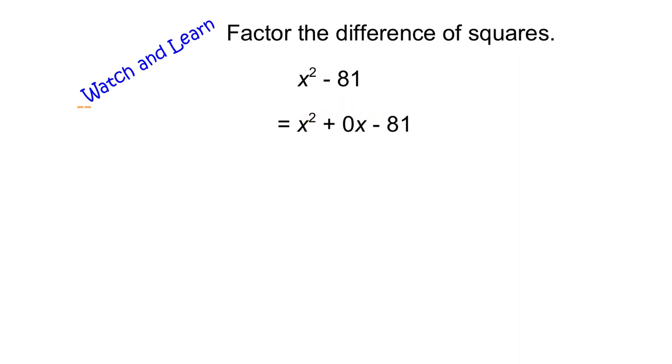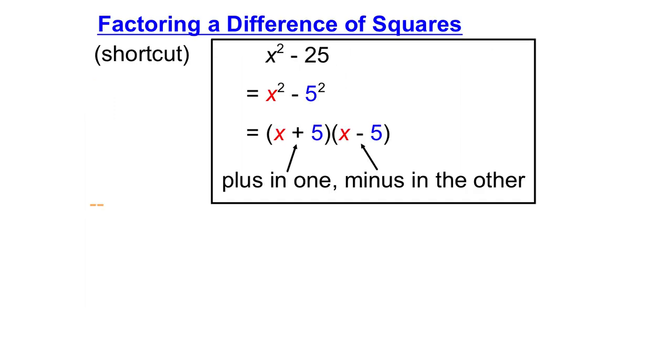And if you'll recall, when we have a simple trinomial, we can factor it by finding two numbers that multiply to negative 81 and add to 0. Well, my numbers are positive 9 and negative 9. So when I factor a difference of squares, I end up with this. Now let's get a shortcut. X squared minus 25 is a difference of squares because it's x squared minus 5 squared. Now when we factor this, we'll get this as our answer. X plus 5 times x minus 5.